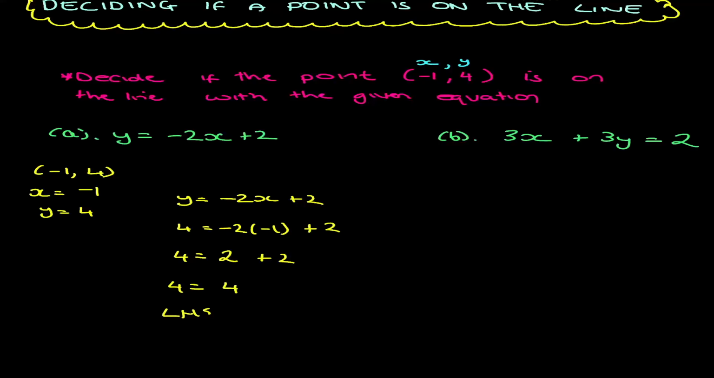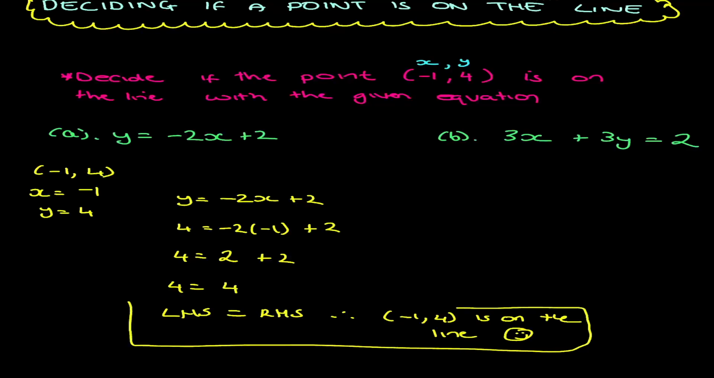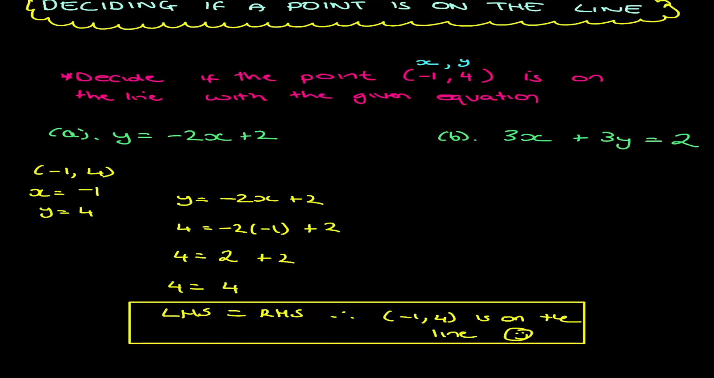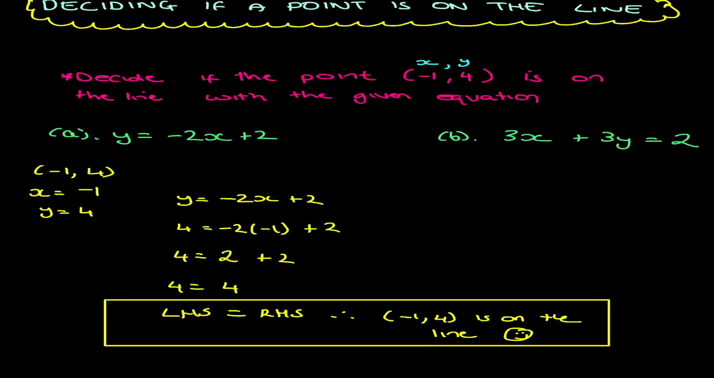So my left-hand side does equal my right-hand side. Therefore, the point, which was -1, 4, is on the line. Nice. So hopefully that makes sense. All you're actually doing is sub in the values, and if the equation holds true, then it is on the line, and if it doesn't hold true, it's not.